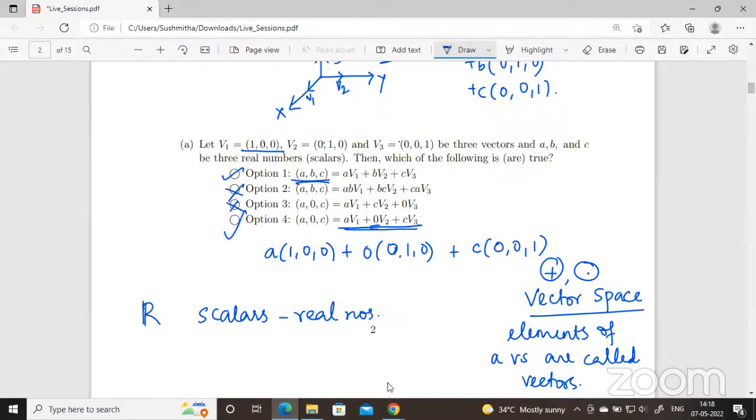About the angle and all that, this concept of dot product and all that will come later on. There's something more than dot product. There's something called an inner product. So when we study that, we'll get into the angle thing also.